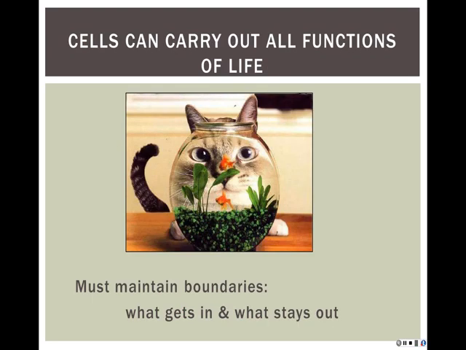A lot of what needs to happen for the body to stay healthy and for cells to stay happy and healthy is to maintain their boundaries. So let's pretend again that this fishbowl is a cell. It is vital to the cell's health that it is able to maintain the boundary of what stays inside the cell and what stays outside the cell.